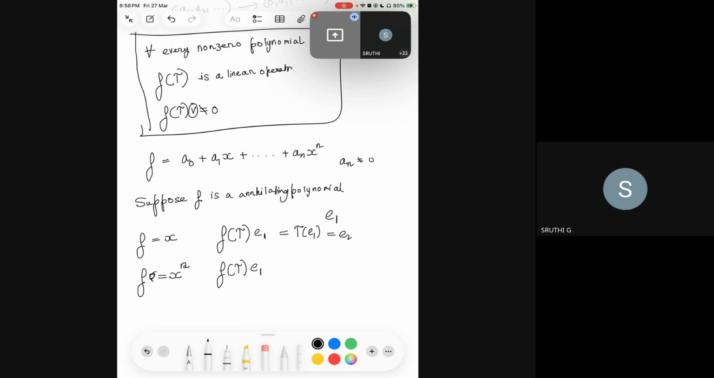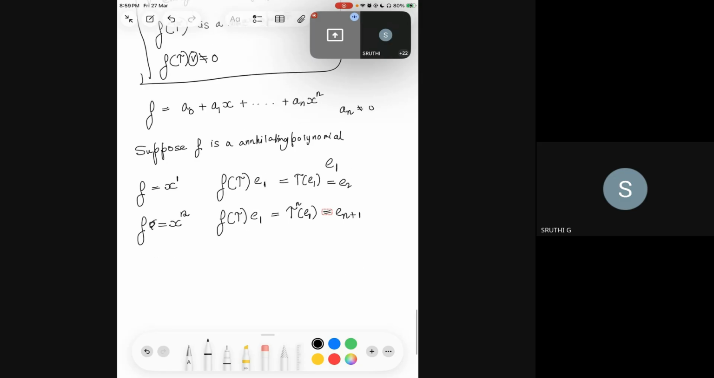So to make things easier. You're doing good. Can you tell me what this is? This is nothing but T to the power n of I. Can you tell me what this element is? It is E_{n+1}. Exactly. Very good. E_{n+1}, right?